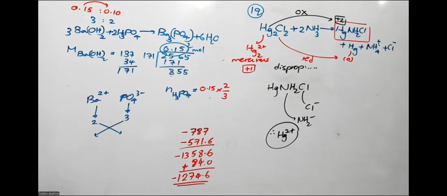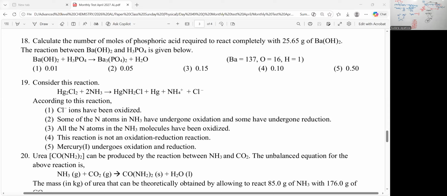So let's look at that one. It says mercury(I), that means plus 1 oxidation number, undergoes oxidation and reduction. That is the correct statement. How many of you got that answer? It's a good MCQ.